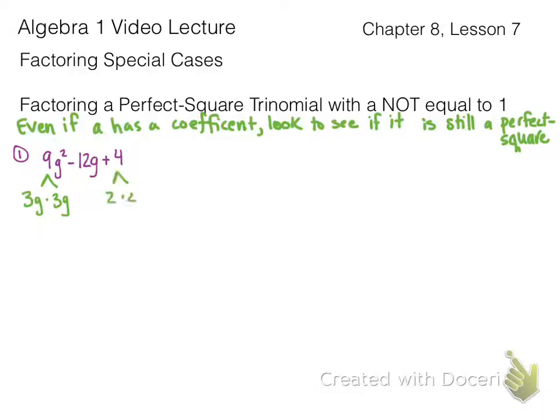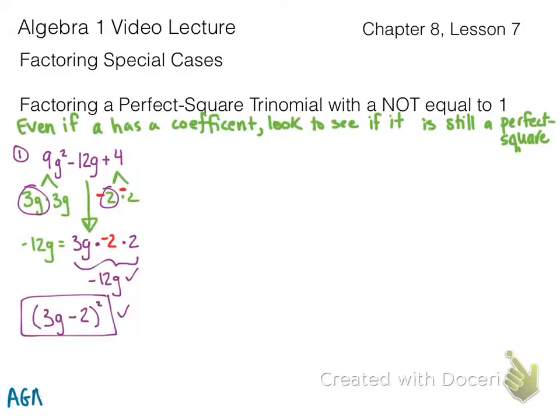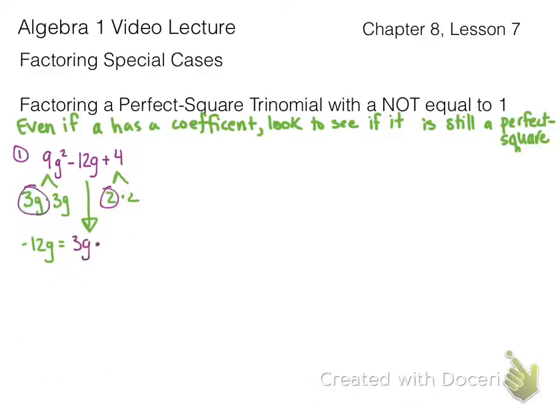Okay, so 4 is still a perfect square, and the center term is still the first perfect square times the second perfect square, and we know that both of these twos must be negative because we need a negative 12g. They have to be negative.